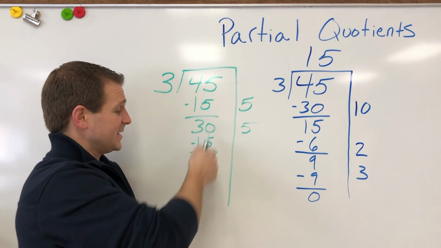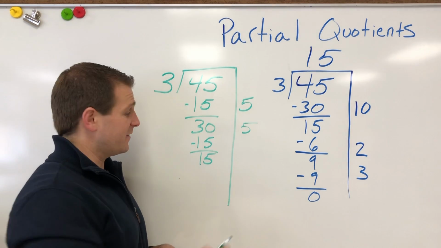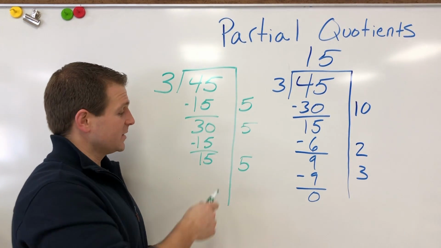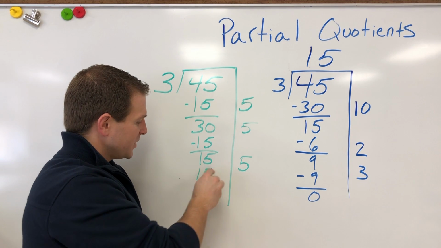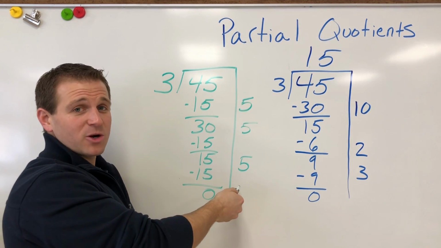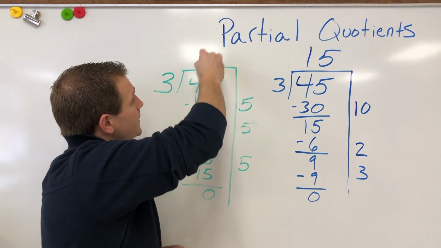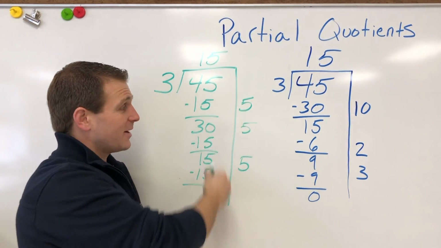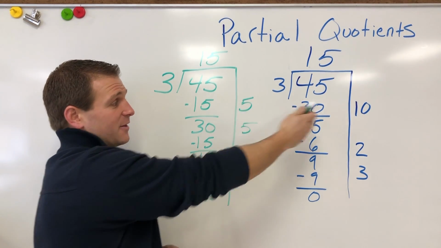And now I can see 15. It's going to be a group of 5. I'm going to take out 5 groups of 3. 5 groups of 3 again is 15. I get 0. And then I add up my partial quotients on the side here. And I'm getting 15. So no matter how you go about solving it, the higher the numbers that you start with, the faster you're going to be able to solve it.